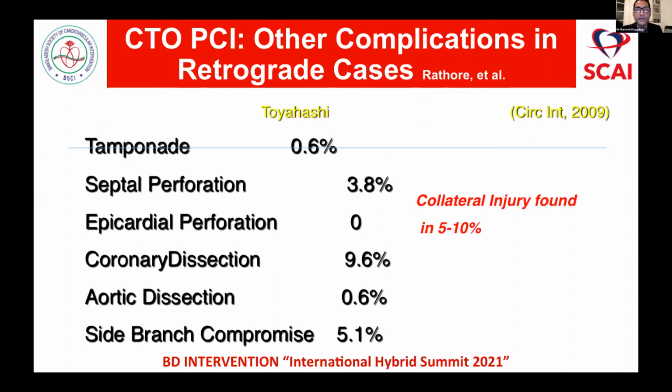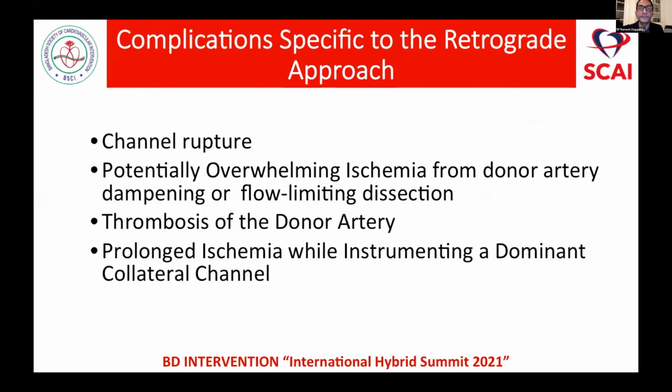Tamponade is the most drastic perforation, but the septal perforation appears to be the more common, about 3.8%, and side branch compromise can happen in about 5.1%. Specific complications can happen with the retrograde approach: channel rupture, potentially overwhelming ischemia from the donor artery, thrombosis of the donor artery, and prolonged ischemia, which can cause a dominant collateral channel damage due to instrumentation.